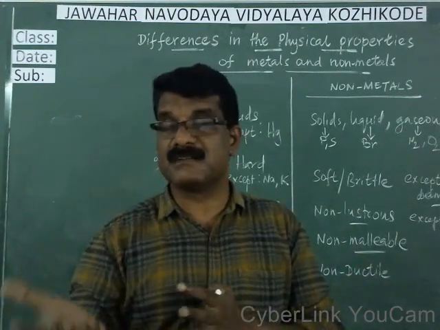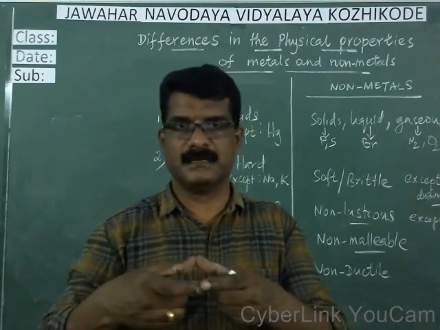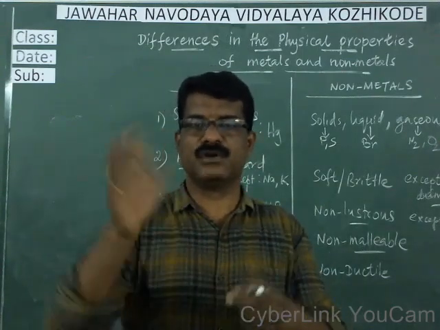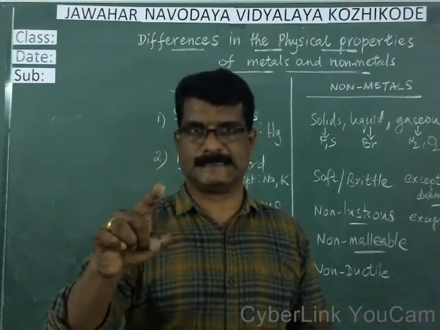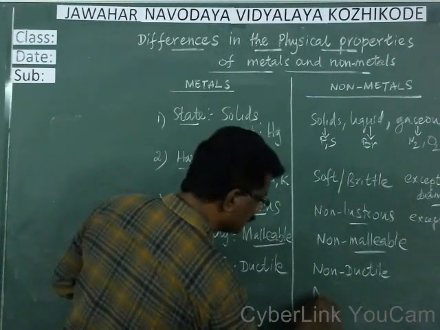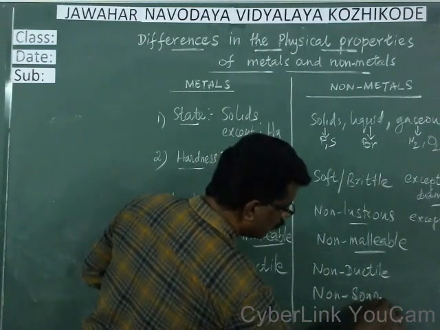So we say that metals are sonorous, whereas non-metals, you see the carbon, the wooden carbon piece, will not produce sound. So the non-metals are non-sonorous. Metals are sonorous, whereas non-metals are non-sonorous.